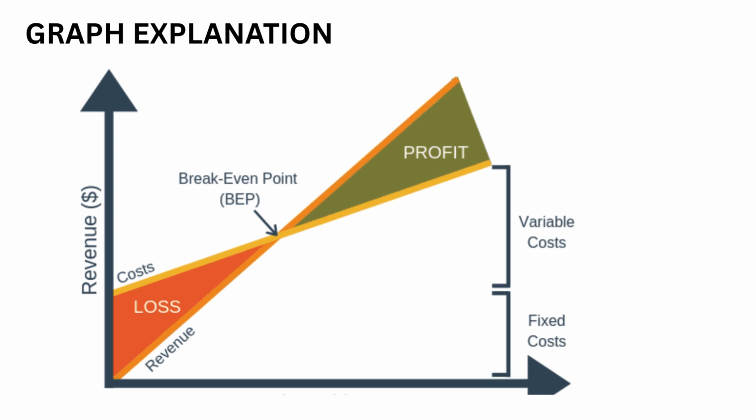The point where the cost line and the revenue line intersect is the break-even point or BEP. At this point, total cost is equal to total revenue, and the business makes no profit and no loss. To the left of BEP, the shaded red area indicates the loss zone, where costs are higher than revenue. To the right of BEP, the green area represents the profit zone, where revenue exceeds cost. So this covers the overall graph explanation.